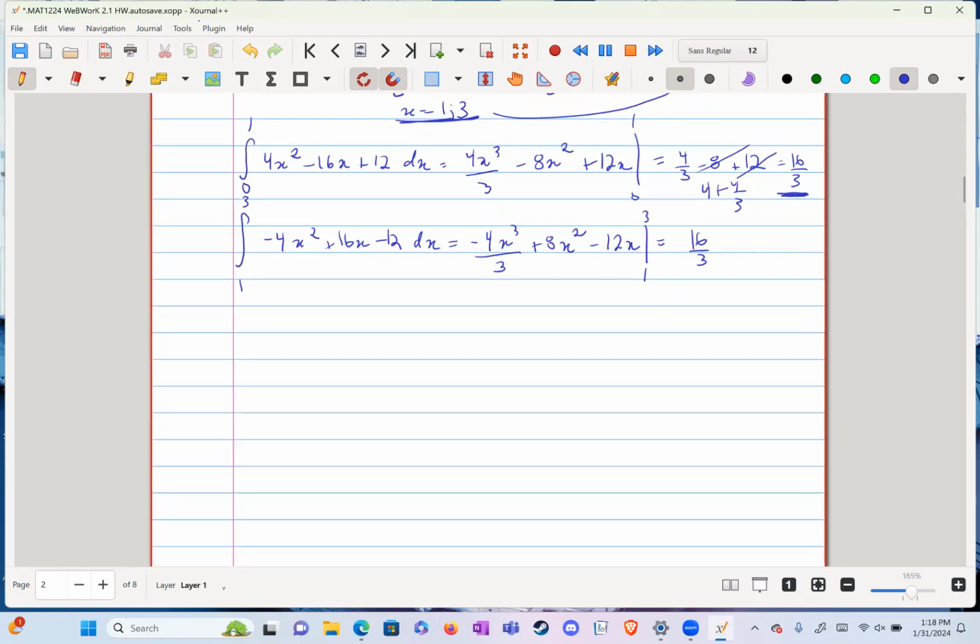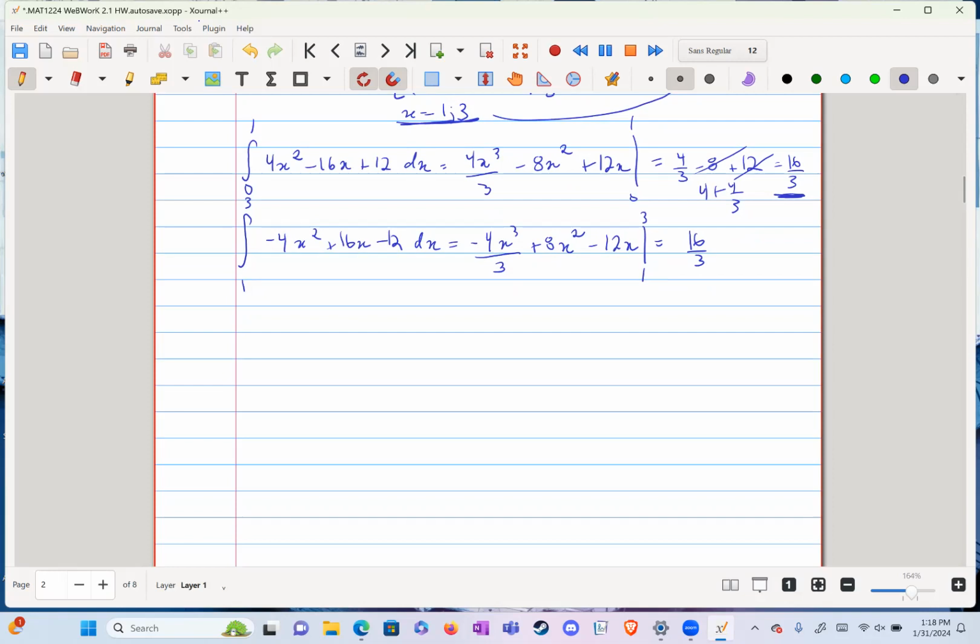Once you plug in everything, I'm not going to go through plugging in all the numbers every single time. But as long as you know, you're going to start with 3, plug in each x, and then subtract from plugging 1 in every single time. And that'll yield you 16 over 3.